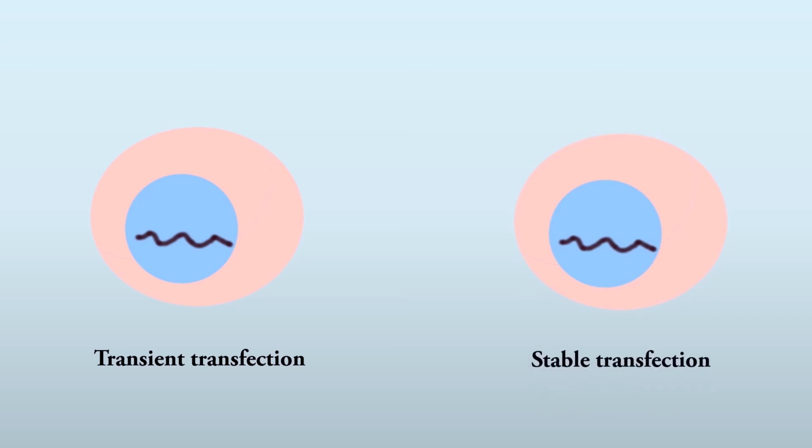Stable transfection. The target DNA integrates into the genome of the eukaryotic cells. This foreign DNA allows the expression of genes for many generations. The gene is expressed throughout the lifetime. The generation of stable cells and gene therapy are studied.